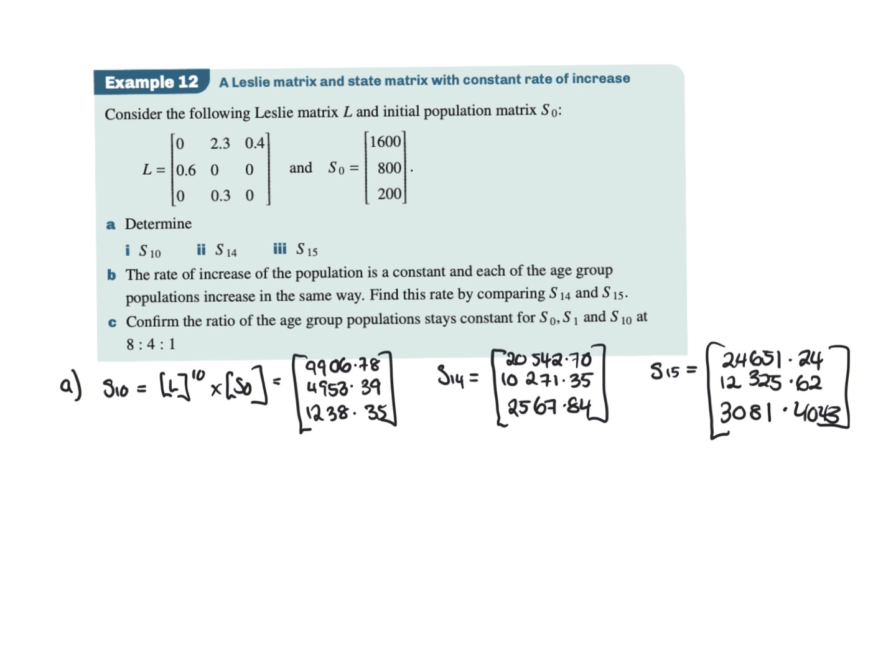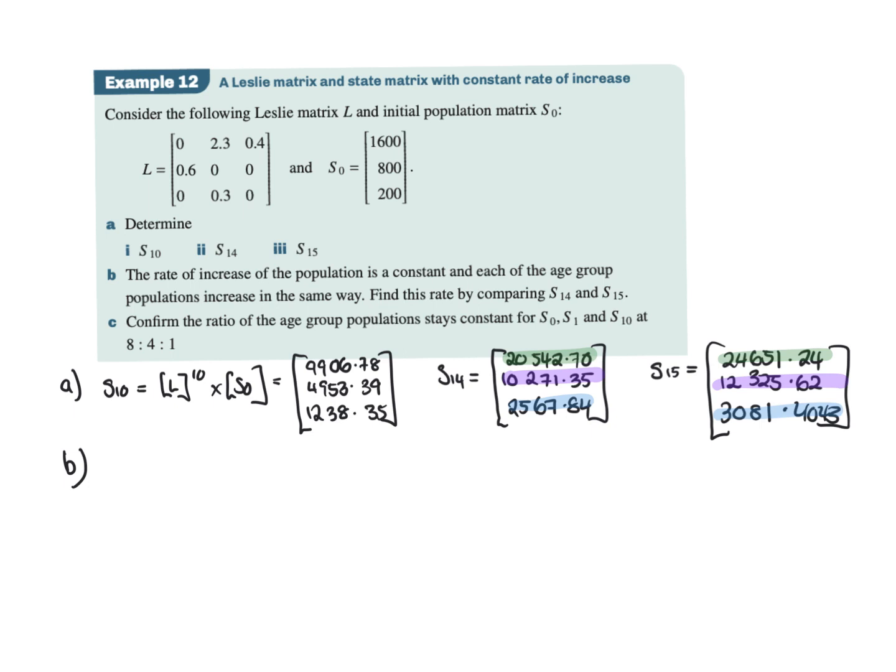Now in B, it says the rate of increase of the population is constant. So it's like that before. When we divide them, we're going to see that it's the same amount. It says find this rate by comparing S14 and S15. So you're going to divide the categories. You divide that one by that and you get a number. Then you divide this one by that number, and that number by that number, and you'll see that you get the same rate.